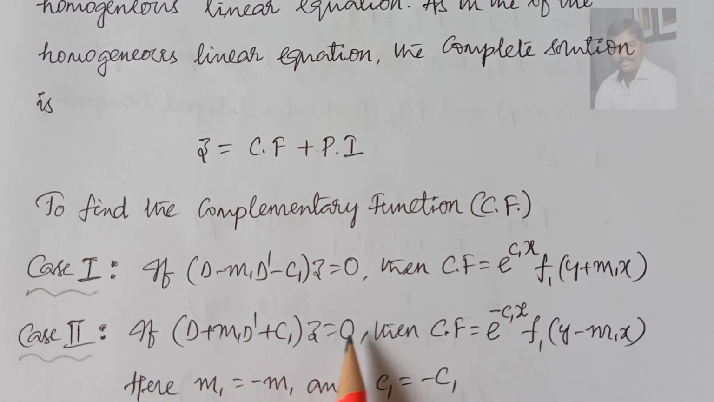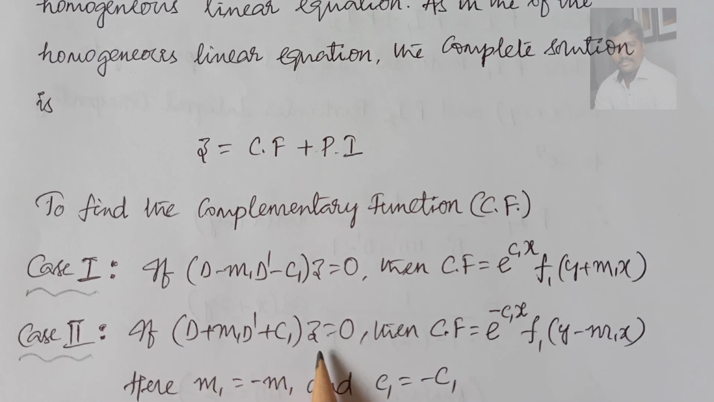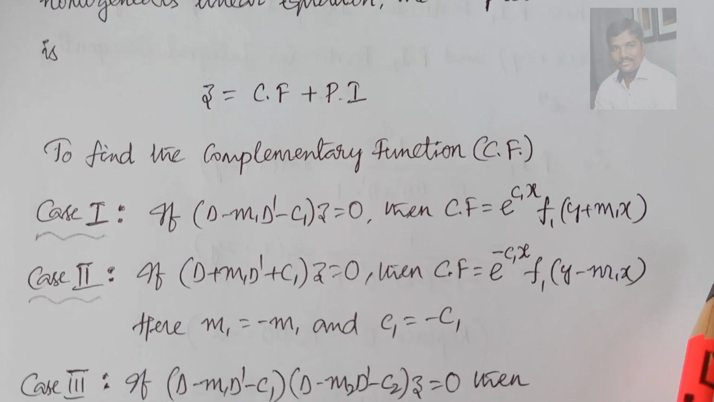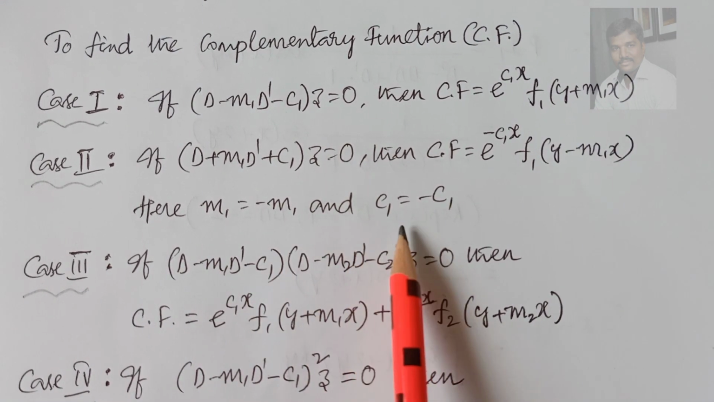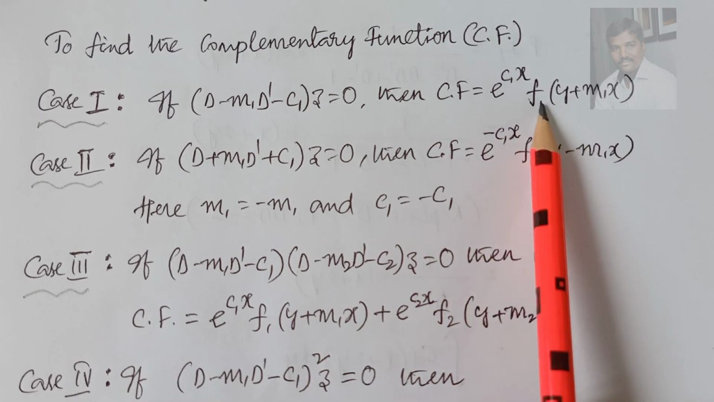So what is the complementary function? If f(D, D') is in the form (D + m1D' + c1)z = 0, then the complementary function is e^(−c1x) f1(y − m1x). Here what we have done is just put m1 equal to −m1 and c1 equal to −c1.